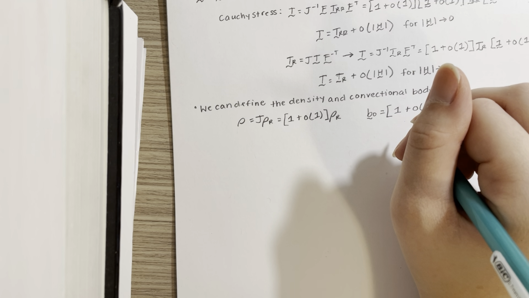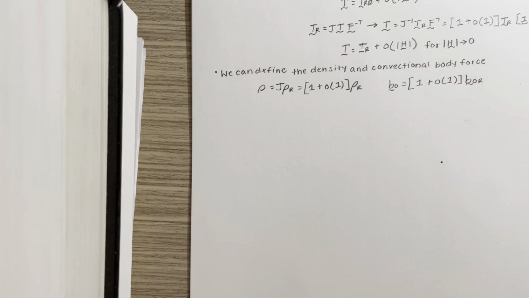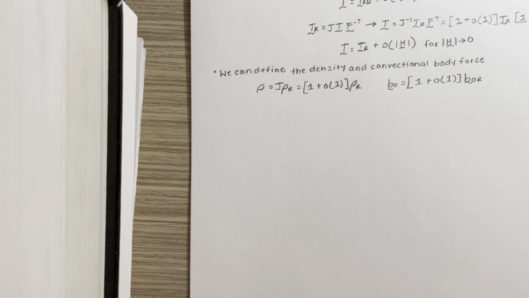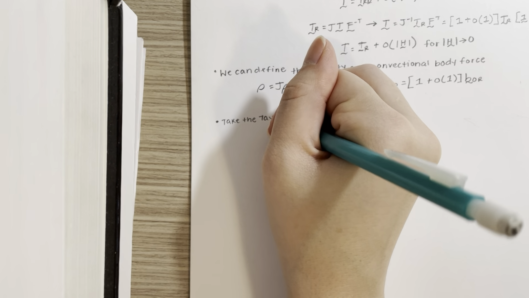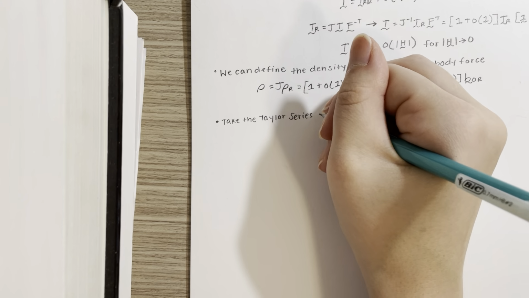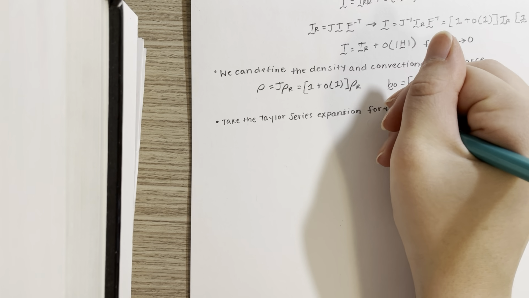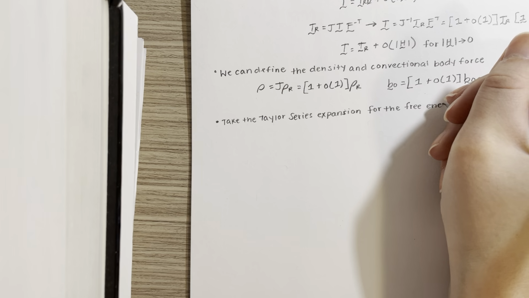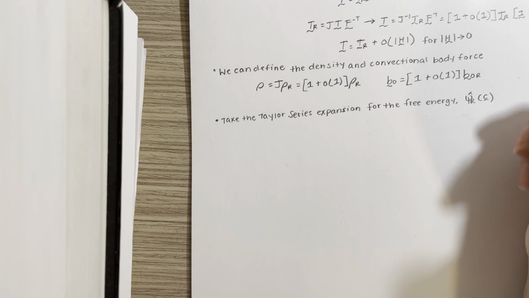So next, before we took the Taylor series expansion for the second Piola-Kirchhoff tensor, but now we're going to take the Taylor series expansion for the free energy phi r hat of C about C equal to 1, or the identity tensor.